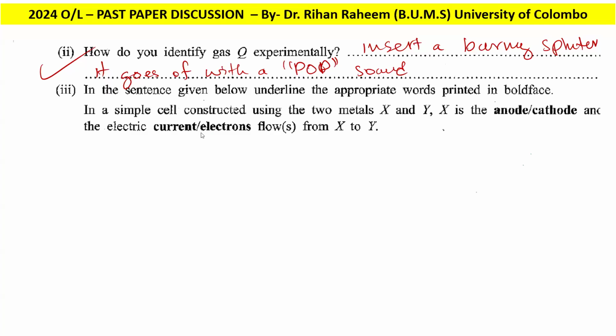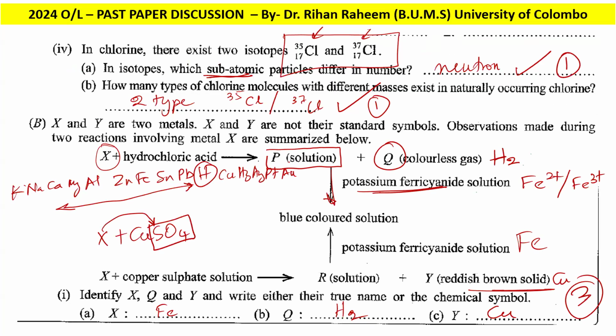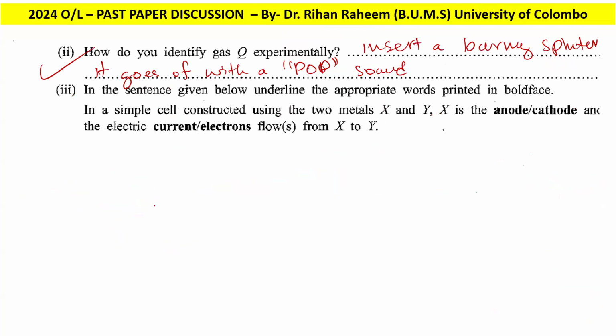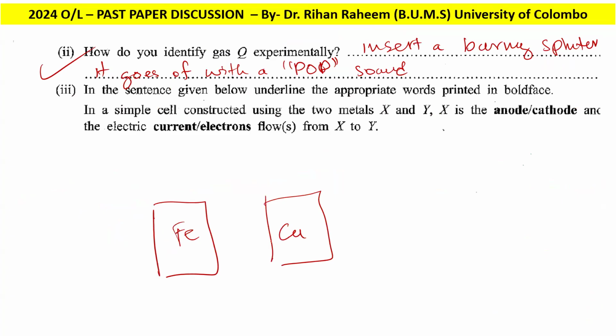In the sentence given below, underline the appropriate word printed in bold face. In a simple cell constructed using two metals X and Y, X is the anode or cathode, and electric current flows from X to Y or Y to X. Wait. X is iron, Y is copper.